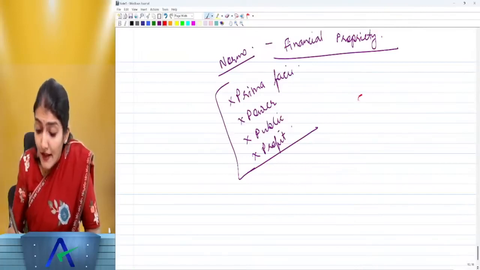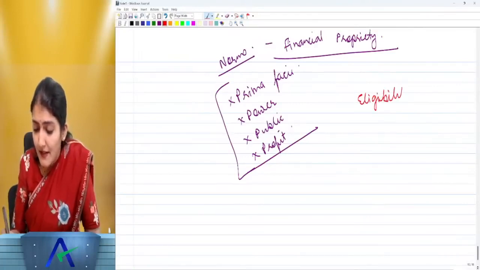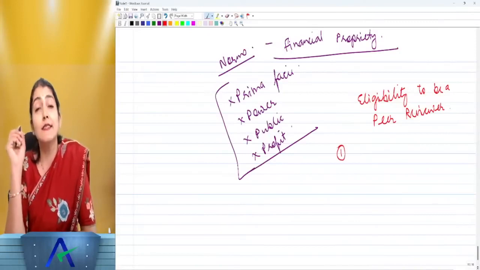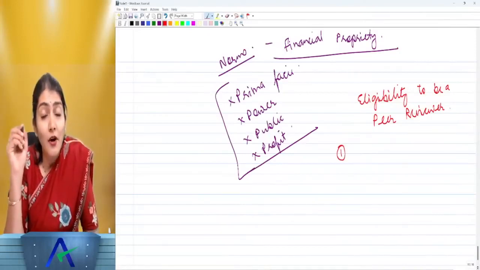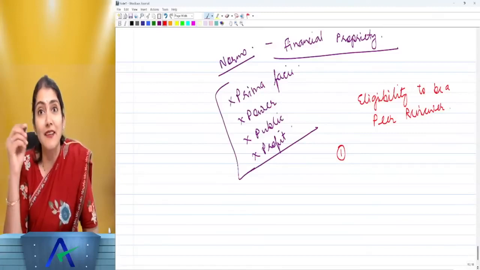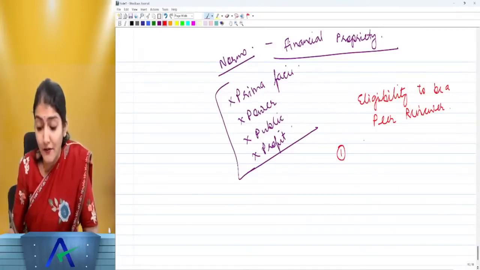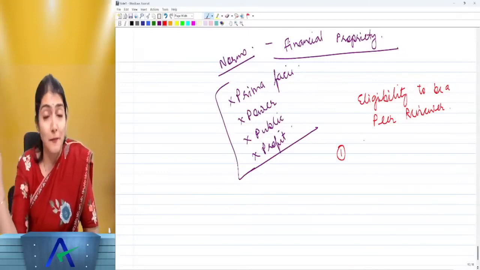Okay, what is the eligibility to be a peer reviewer? Right, peer reviewer, what is the eligibility? At least 7 years of assurance practice experience. Earlier it was assurance audit experience. Now what does it say? At least 7 years of assurance practice experience.